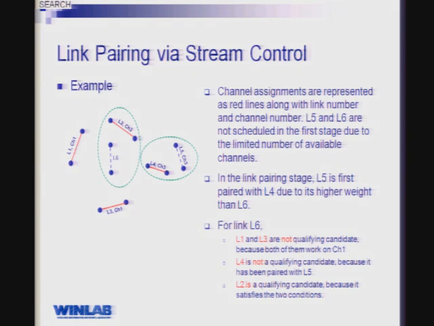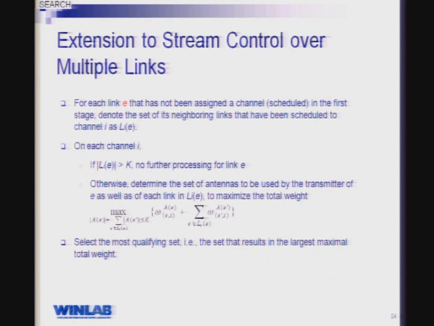And L2 is the only qualifying candidate because L2 satisfies two conditions. And this stream control can be easily extended to multiple links. So in extension, for each link E that has not been assigned a channel in the first stage, we denote the set of its neighbor links, which is in the interference range of itself, that has been scheduled to channel I as Li of E. So then on each channel I, if the number of links in Li is greater than K, that means the receiver is already overloaded, so there is no further processing for link E.